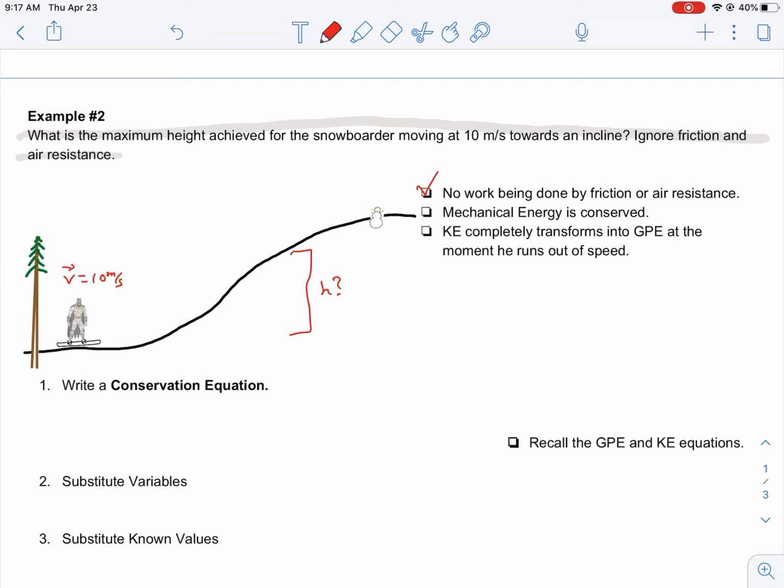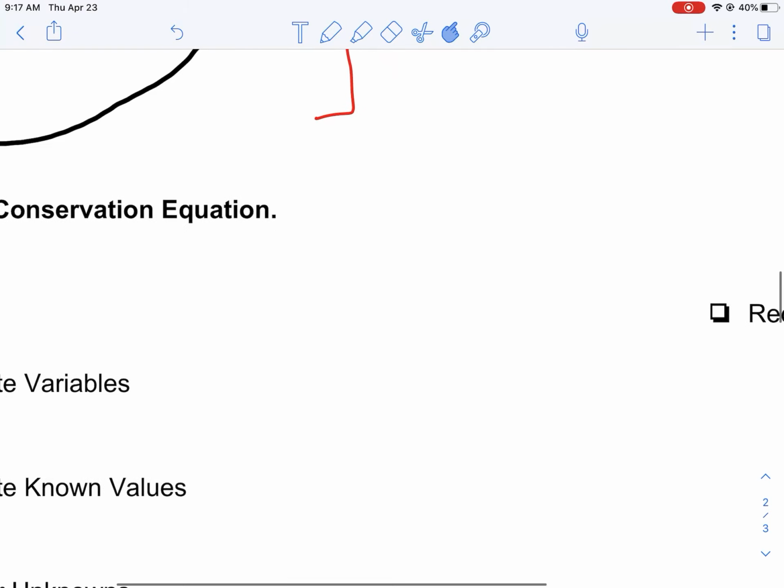So we know that, again, in this case, no work being done by friction and air resistance. And that means that mechanical energy must be conserved. Kinetic energy completely transforms into GPE at the moment he runs out of speed. So he's going to have speed as he goes up, and as he gains height, he's going to slow down because he's moving up. And then as soon as he runs out of speed, he's going to be at his maximum height, and all of that kinetic energy will have transformed into GPE.